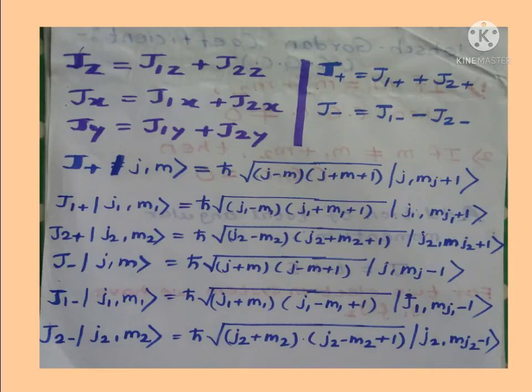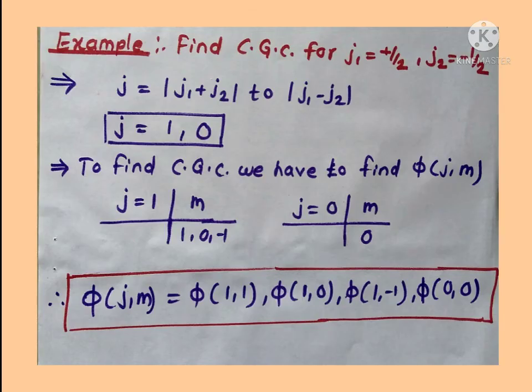These are some formulae to find the Clebsch-Gordan coefficient for a two electron system, where J plus and J minus are the raising and lowering operators of angular momentum. Let us find the Clebsch-Gordan coefficient, that is CGC, for small j1 equal to plus half and small j2 equal to minus half. For the two values plus half and minus half of j1 j2, j takes values 1 and 0.